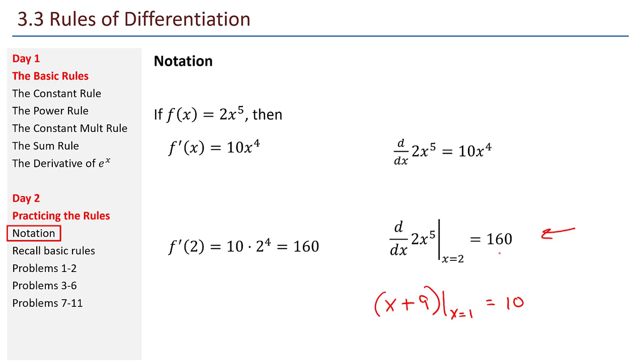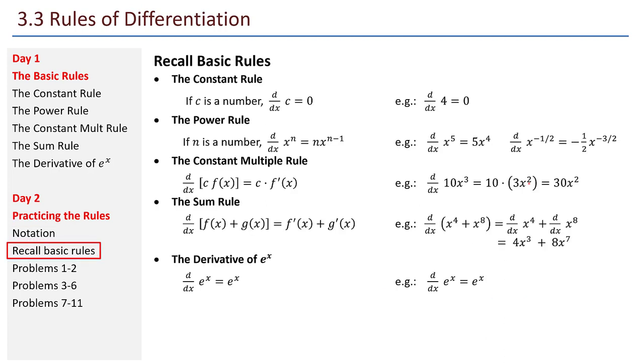is 160. Alright, recall the basic rules. We have the constant rule, the power rule, the constant multiple rule, the sum rule, and the derivative of e to the x. If you don't feel so comfortable with these right now, pause the video, take a look at those examples on the right, and make sure you have a good general understanding for how these basic rules work.